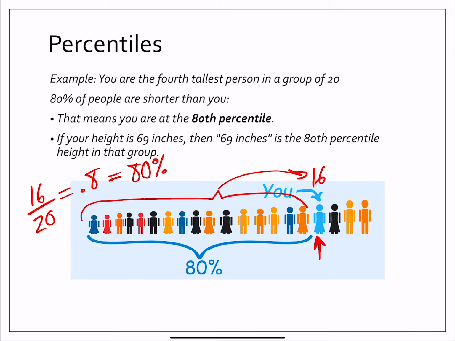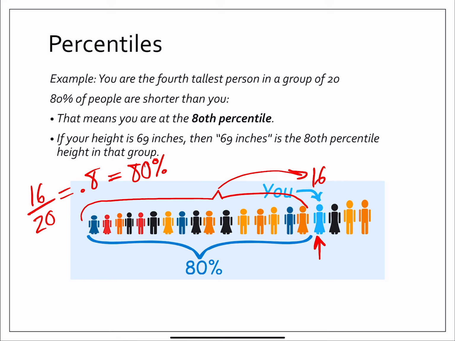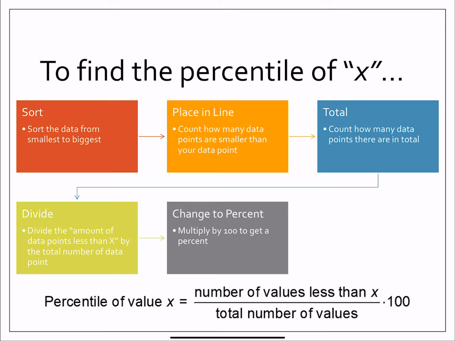Well, that's kind of like what we did over here. We divided how many people were less than us by how many people there were in total. We got 0.8. Then we multiply by 100. And multiplying by 100 is changing it to a percentage. So we move our decimal point over 2 spaces. And we get 80%. And so finding percentiles is very straightforward, very simple, very easy.